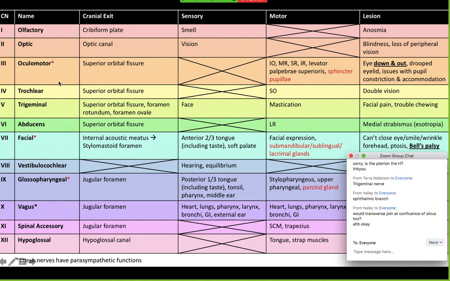So that's very important. And then cranial nerve 3, if you have a lesion to cranial nerve 3, so we talked about that aneurysm pinching cranial nerve 3 in the brain. So somebody explain to me why, if you have a cranial nerve 3 lesion, your eye is going to move down and out. Why would that be the case?